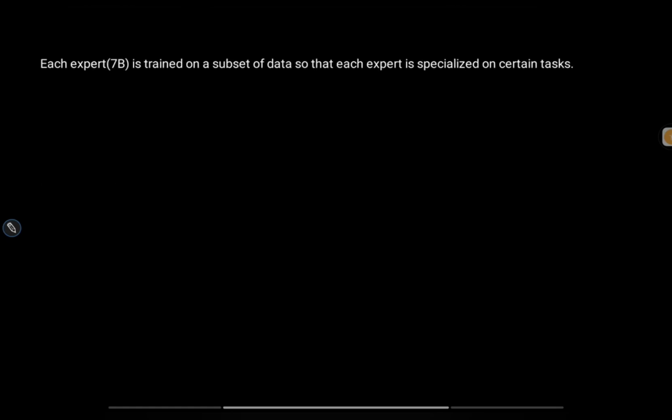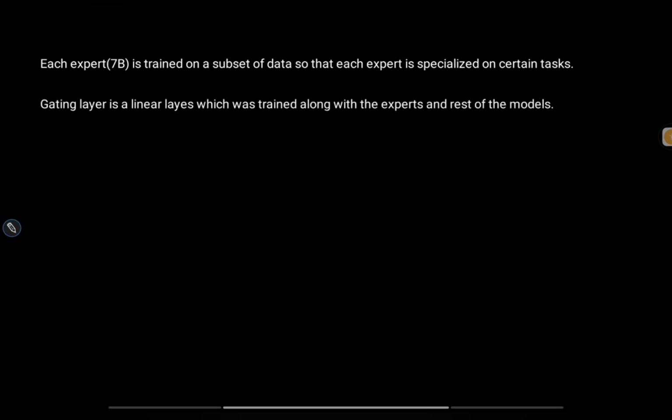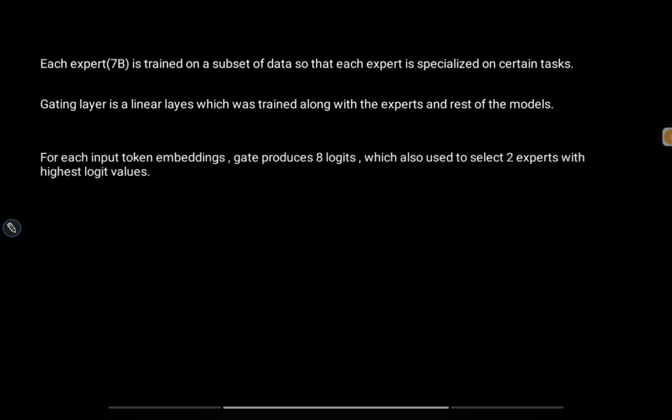Now let's talk about a few details of this architecture. First of all, each expert, which is a 7 billion model, is trained on a subset of data, so that each expert is specialized on a certain task. Then this gating layer, which I showed in the last slide, is a linear layer which was trained along with the experts and also with the rest of the model. It's not that this gating layer was trained in a separate process. It is part of the whole training process, trained along with the experts and the rest of the model. And for each input token's embedding, once the input comes, the gating layer produces 8 logits, one for each individual expert, which are used to select the 2 experts with the highest logit values.